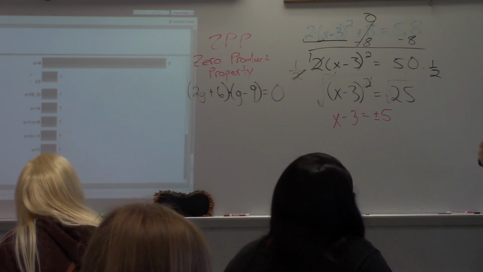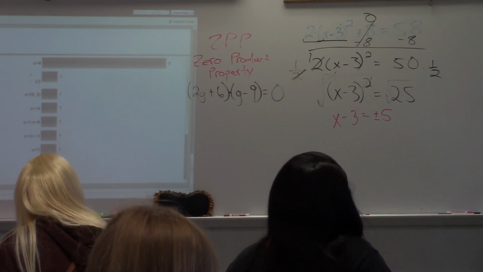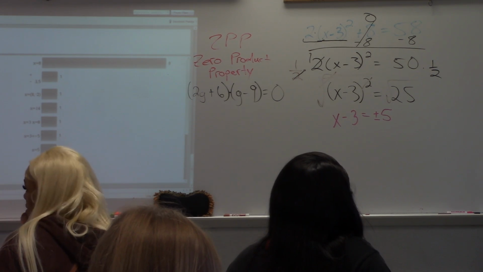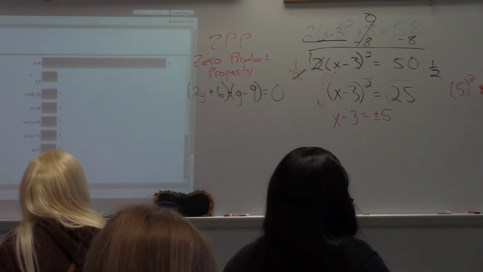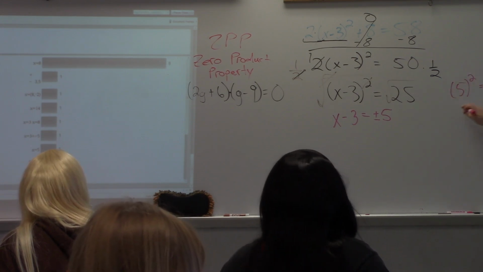That's a great question. Anybody want to help us out? Why do we need to put plus or minus? Because there can be both. They both equal 25. They both equal the same thing.